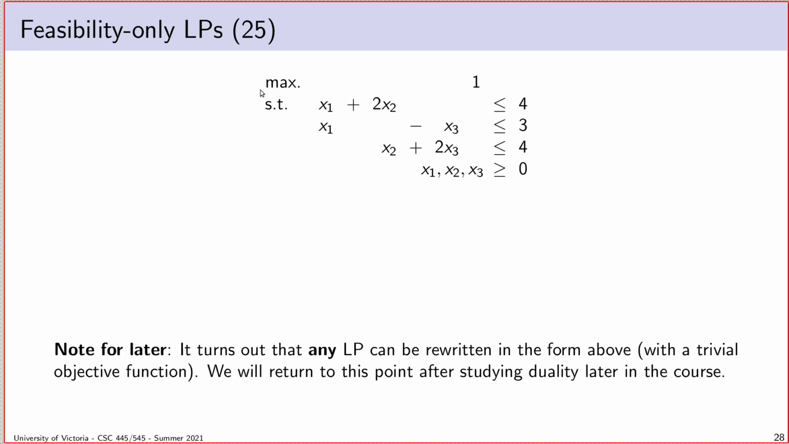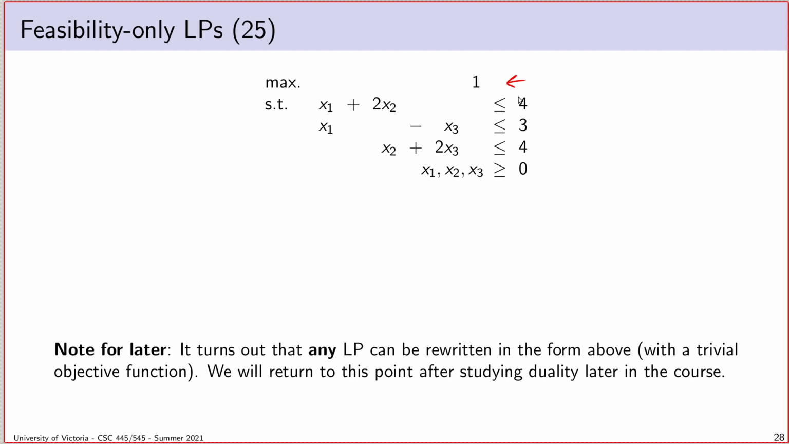Now, it's interesting, this is something that will come back up in a few weeks. It actually turns out that any linear program, regardless of how complicated the objective function is, can be rewritten in a form by adding extra constraints and extra variables, such that the solutions are all the same, but the objective function is trivial. So if you give me a linear program with a non-trivial objective function, I can transform it into one with a trivial objective function where the solutions are all the same.